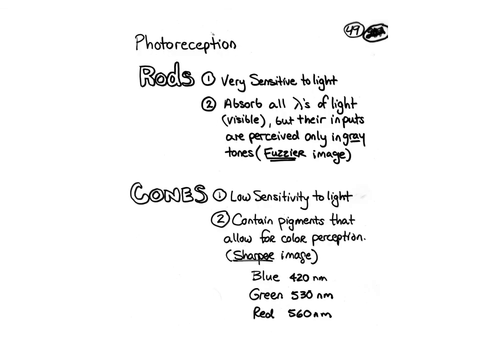So photoreception, rods are very, very sensitive to light. They absorb all wavelengths of visible light, but their inputs are perceived only in fuzzy gray tones or fuzzier images. If you want to see color, you need to activate cones. They have very low sensitivity, and they contain pigments that allow for color perception, a sharper image. These are your wavelengths that respond to your different colors, blue and green and red.